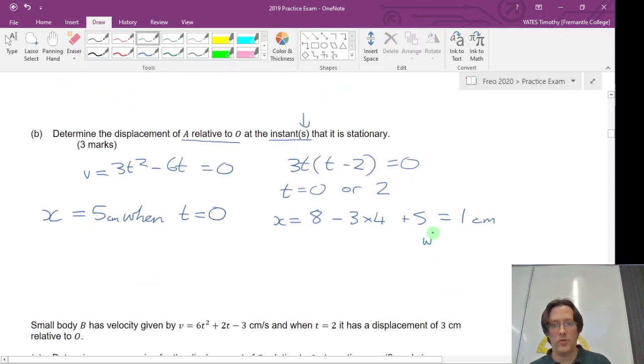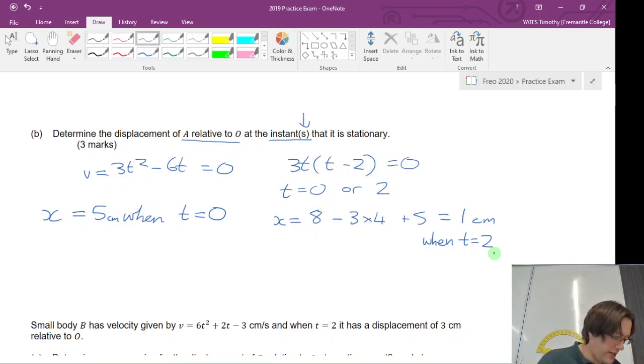And we'll put in when t equals 2. I'm just going to double check that just to make sure I haven't made a silly error, because I don't want you to waste your time scratching your head working out what I've done wrong. So, yep, that's right.